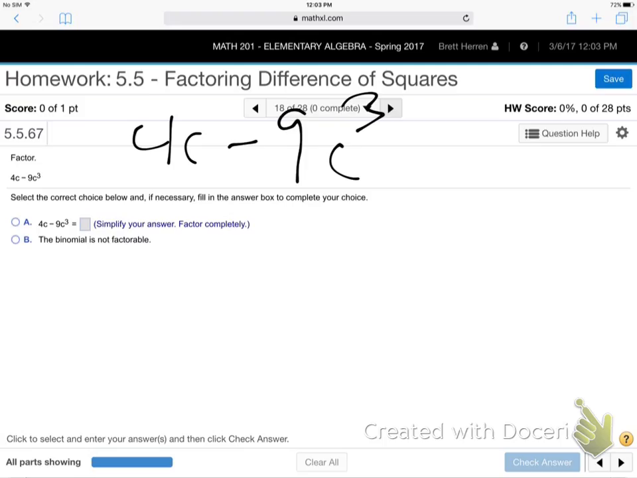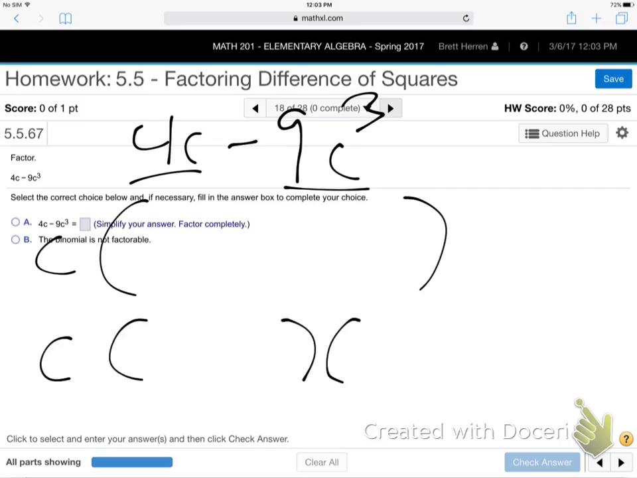Now, what's the first question on every factoring problem? What do they have in common? What does the 4c have and the 9c to the third also have? They both got a c, don't they? You take the lower power in the front, just c, do 1 parenthesis, and then on the next line, you'll do the 2, right?